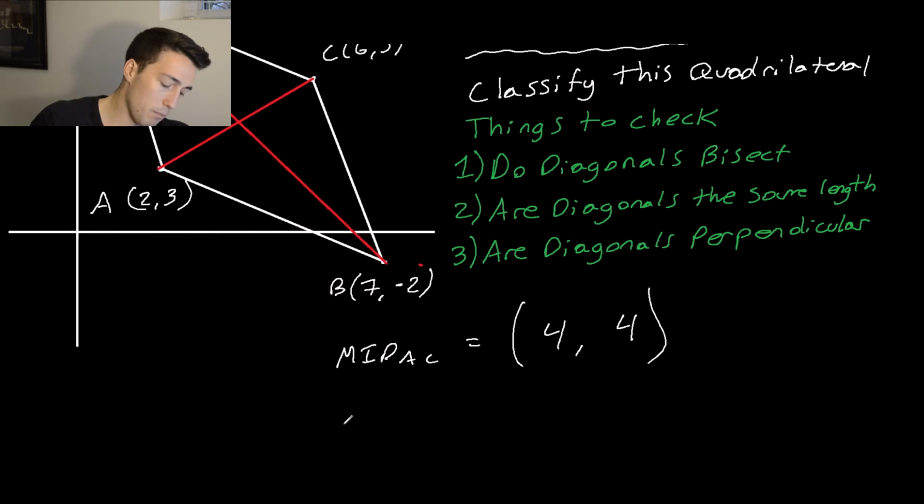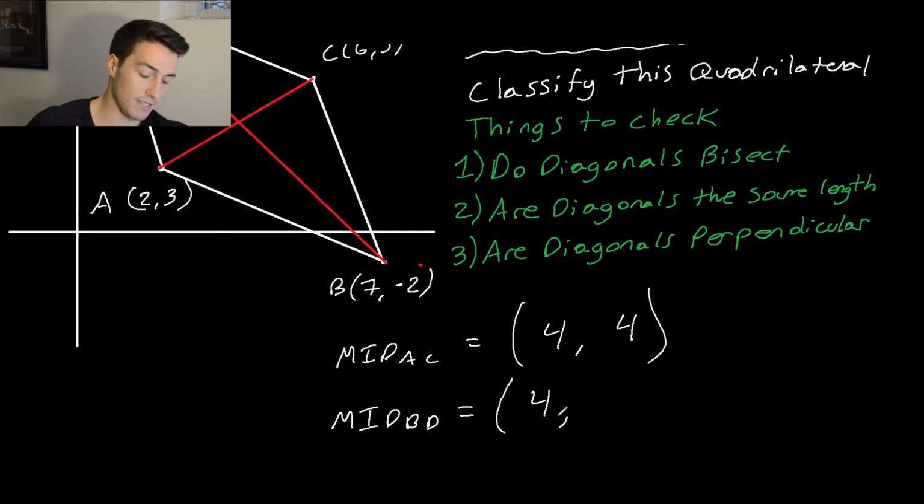Now we can check the midpoint of line BD, and that will be 1 plus 7 is 8, divided by 2 is 4. 10 plus negative 2 is 8, divided by 2 is 4. So here, again, we have a midpoint that matches the other midpoint of the diagonals. So now we can conclude that if the midpoints match, that means the diagonals bisect each other, and therefore this is a parallelogram.